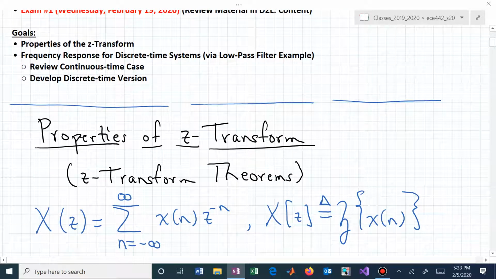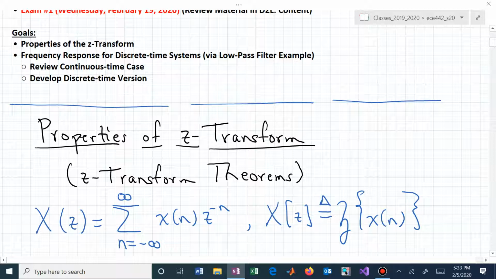Today what we want to do is talk about properties of the Z-transform, and then we will get into looking at the frequency response for a discrete time system. Hopefully you remember something about a frequency response for an analog or continuous time system, a Bode plot. Well, how do we find magnitude and phase information associated with a transfer function for a discrete time system? Hopefully that will become clear as we go through it, and we're going to try to make the connection with what you already know.